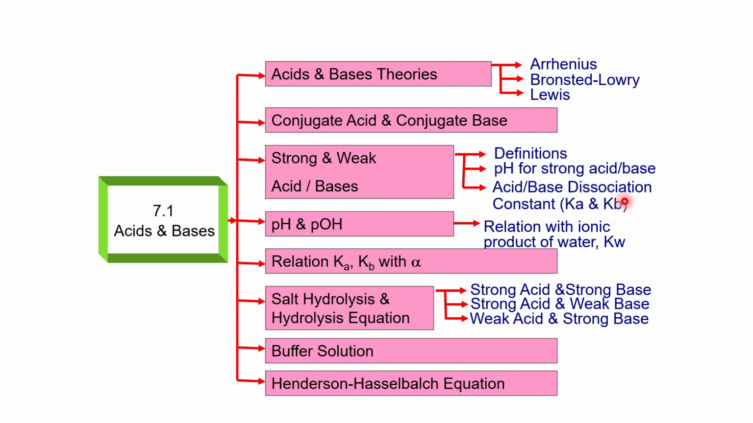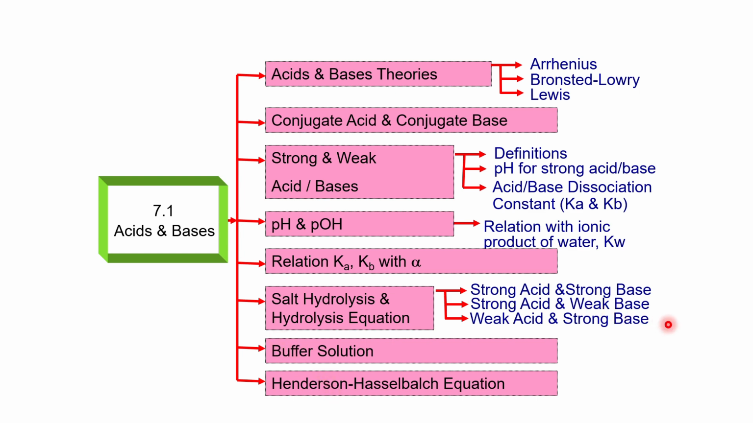So dalam subtopic acid and base kita akan ada Ka and Kb. So Ka refer to dissociation constant for acid, A to acid, and Kb dissociation constant for base. Okay, then kita akan relate Ka and Kb with alpha. So last time pun kita ada alpha. Alpha sama juga ni, percent ataupun degree of dissociation. Okay, and last part kita ada salt hydrolysis. Okay, pemecahan garam oleh air, salt hydrolysis. Kemudian akan ada effect of salt hydrolysis kepada buffer solution.